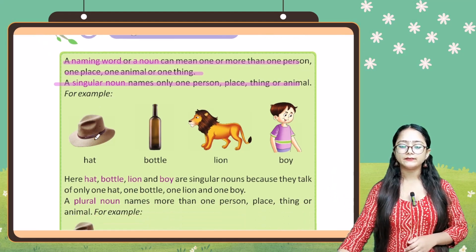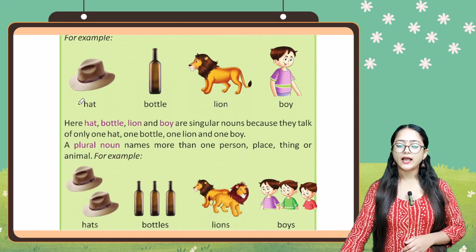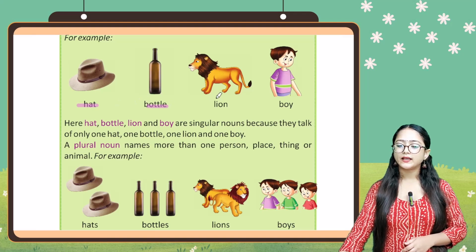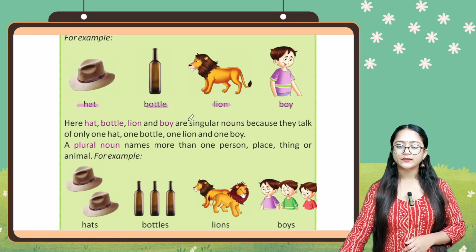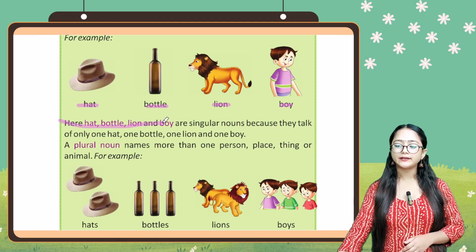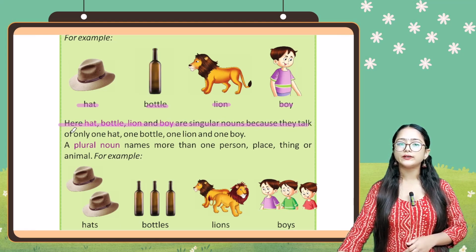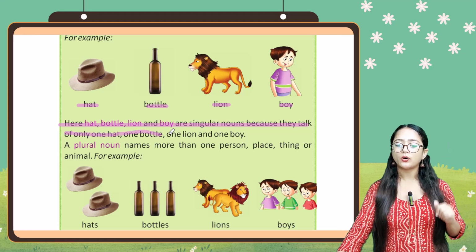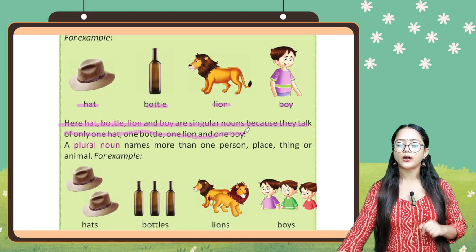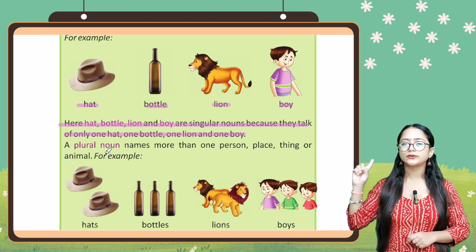For example, here you can see hat, bottle, lion, boy. Here, hat, bottle, lion, and boy are singular nouns because they talk of only one hat, one bottle, one lion, and one boy. So they are talking about only a single thing.